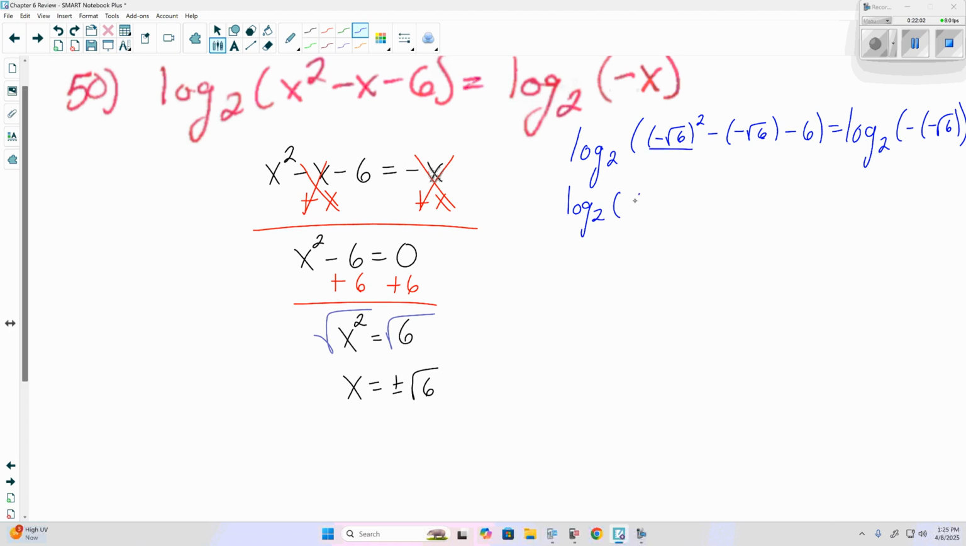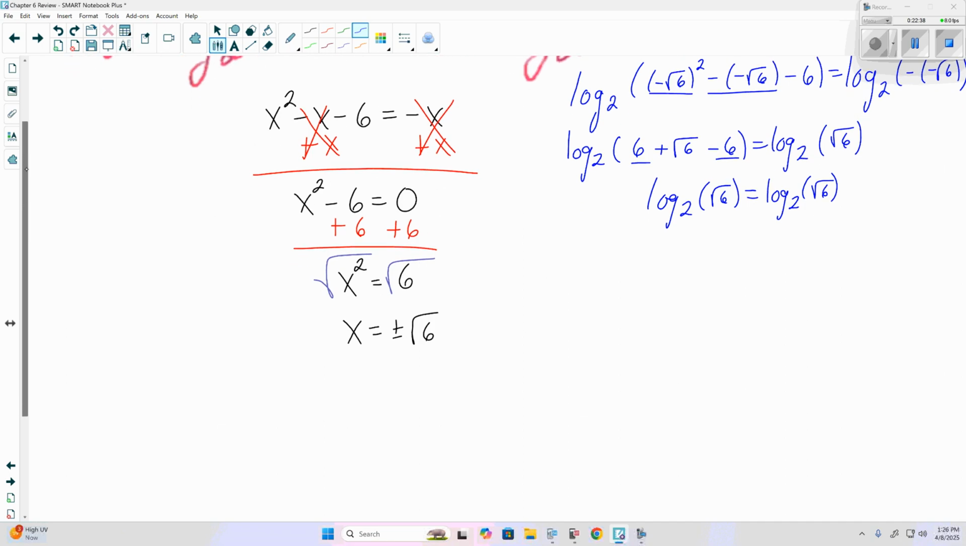So if we look at this here, negative square root of 6 squared, we already saw that's 6. Negative square root of 6 is going to be positive square root of 6. Minus 6 is equal to log base 2 of negative square root of 6, which is positive square root of 6. 6 minus 6 is 0, telling us log base 2 of the square root of 6 equals log base 2 of the square root of 6. Even though square root of 6 is irrational, doesn't matter. They are not 0 or negative, so that is a true statement. So our negative square root of 6 works.